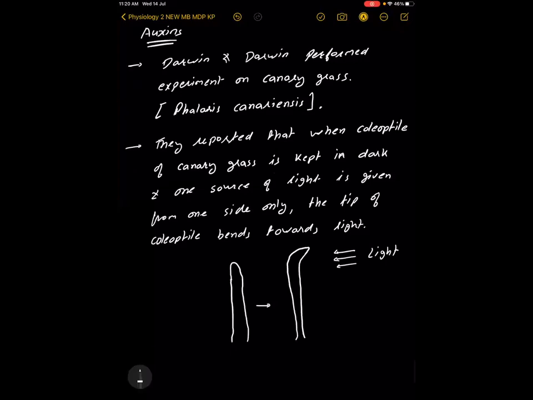This is one experiment by Darwin and Darwin. First time they reported this phenomenon, this bending towards light. Then Boysen Jensen will come, then finally Went will come, Kogl and Haagen-Smit will come. We'll see later, in the next class.